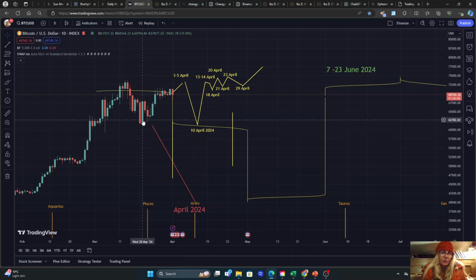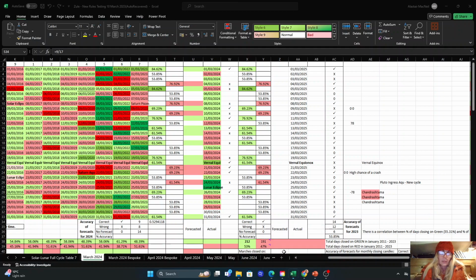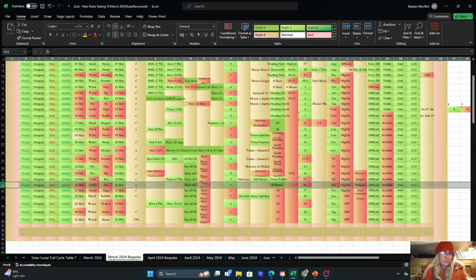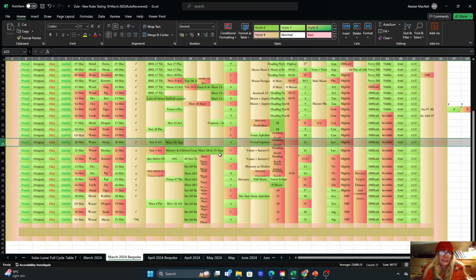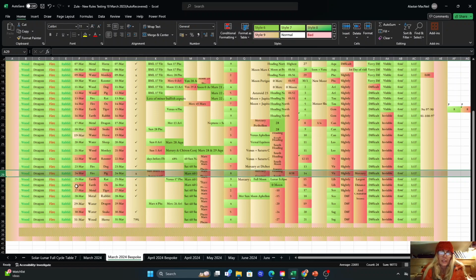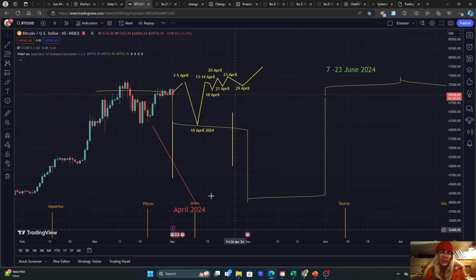That big green candle on the 20th of March was already predicted, by the way. It was in my forecast, you can see the 20th of March was a straightforward green candle, so that didn't surprise me. But there were other events, such as the 24th of March was a very bearish cosmic setup. And look at that, 24th of March, massive green candle.